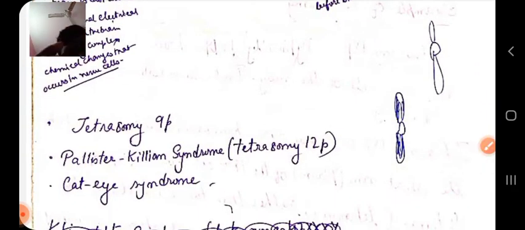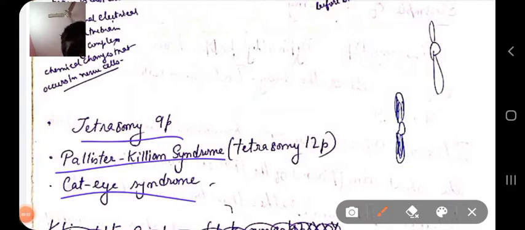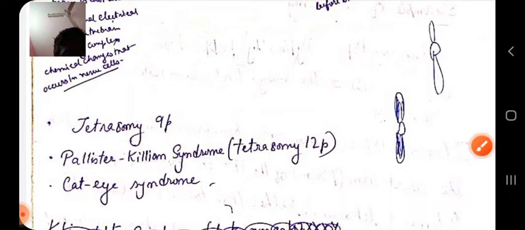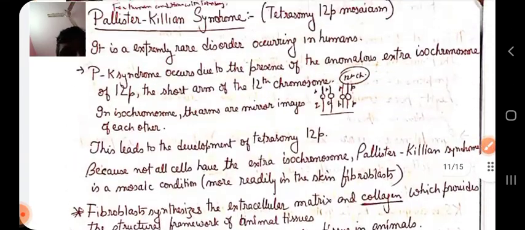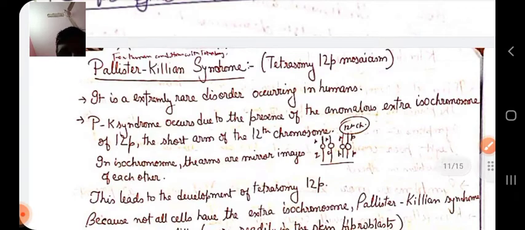Other examples are also there, like tetrasomy 9p, Pallister-Killian syndrome, cat's eye syndrome. This you study. Go through it thoroughly, but not too much in detail. The important points have to be said. Just go through it. We can easily learn these things. Okay, so this is the Pallister-Killian syndrome. I am giving these notes to your WhatsApp group.